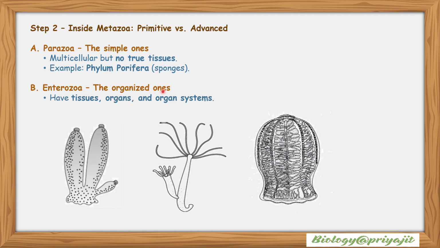And Eumetazoa have the tissue grade organization. They are organized ones, have tissues, organs, and organ systems. This is the diagram of Hydra, which belongs to Eumetazoa. This is the diagram of Beroe. This also belongs to the group Eumetazoa. The Hydra is under the Cnidaria, and this Beroe is under the Ctenophora.